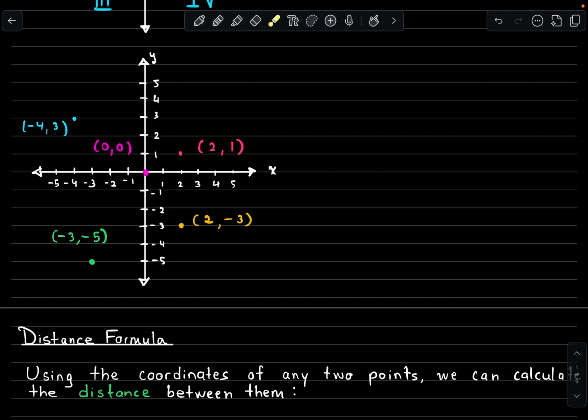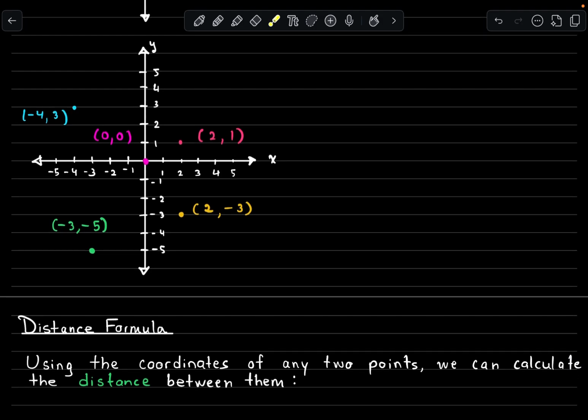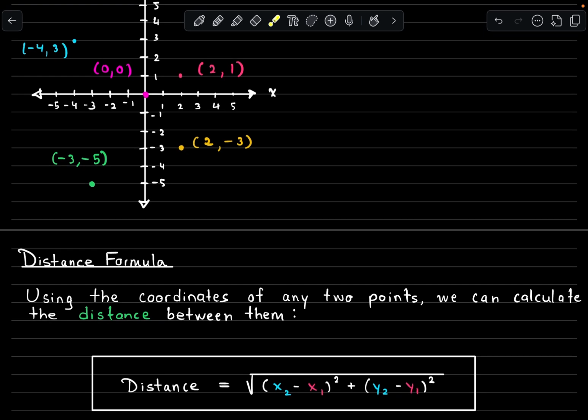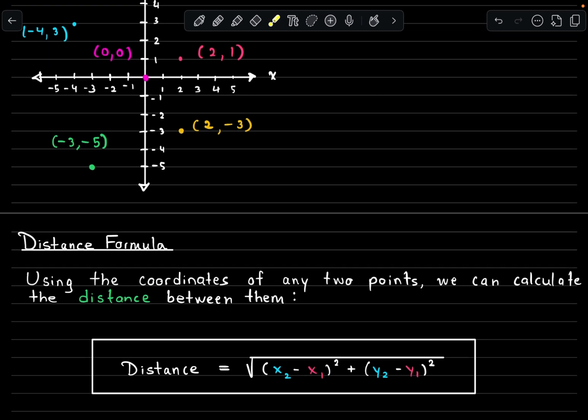Okay, now what can we do with this information? Well, we've got something called the distance formula. Using the coordinates of any of these 2 points, we can calculate the distance between them. Okay, and that is going to be given by this formula. So we've got the square root of (x2 minus x1) squared, plus (y2 minus y1) squared.